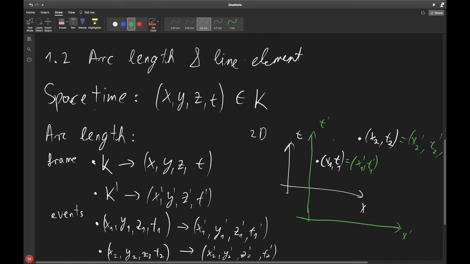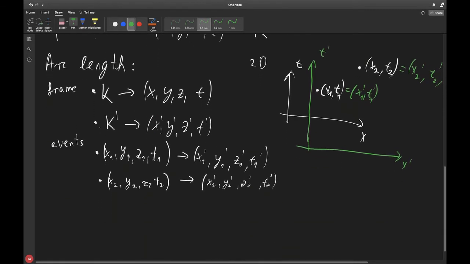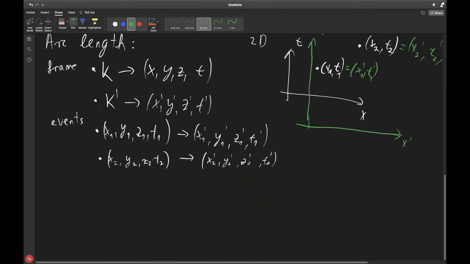Parentheses, if I want to be consistent with my notation. So now that I have these two events, the arc length is essentially the length between these two events. We also say that these two events are connected with a light signal. Let's just say that somebody switches on a flashlight and somebody else sees that. And then they also switch on a flashlight and send a light signal back.